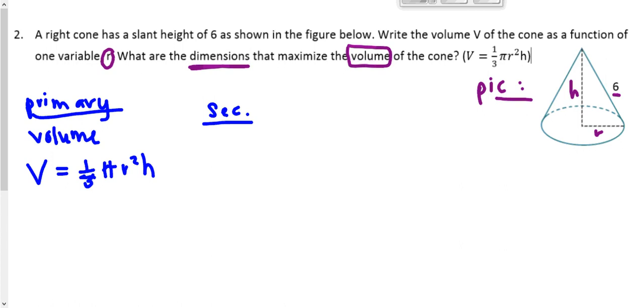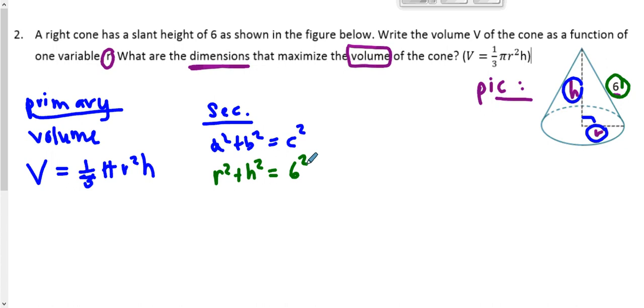Our secondary has to relate the h, the r, and the 6. If you look at that, that is all a right triangle. Every time you see a right triangle, think Pythagorean theorem. That's a squared plus b squared equals c squared. The order of these things doesn't matter. A and B just have to be the two legs, and C needs to be the long side. So in this case, A and B are my legs, that's R and H. So I have R squared plus H squared equals 6 squared.